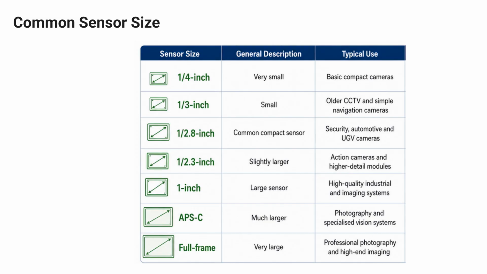One important point is that names such as 1/2.8 inch do not directly equal the actual physical width of the sensor. They are legacy industry format names, so engineers should always check the actual sensor dimensions in the datasheet.